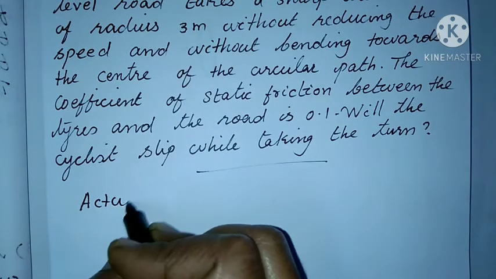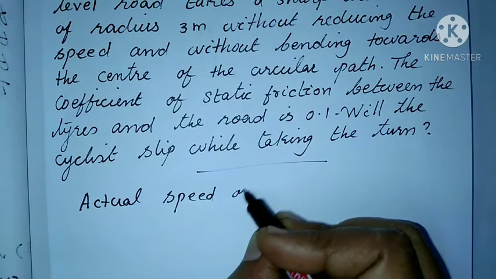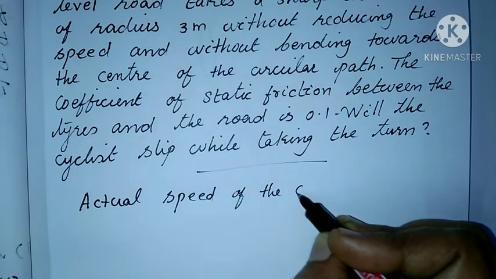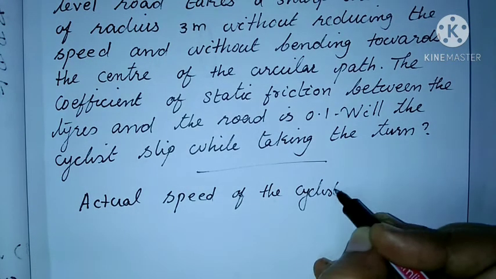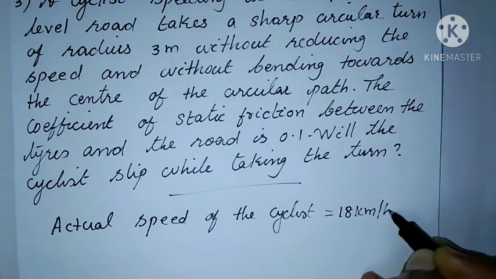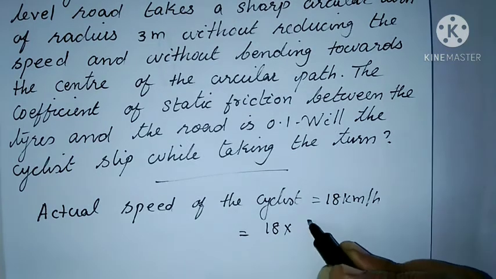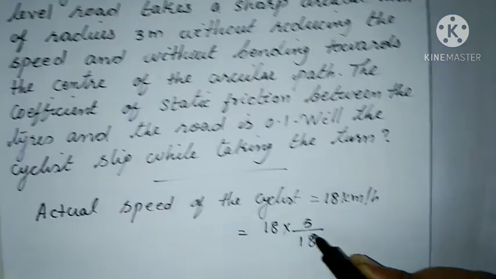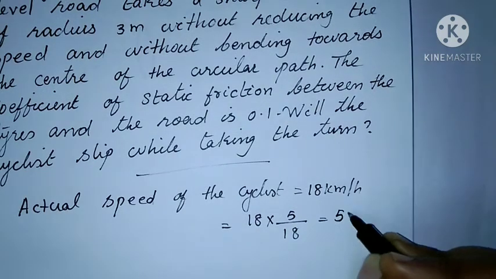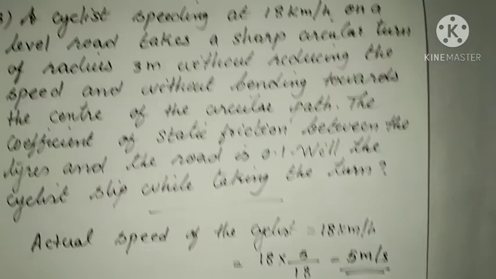The actual speed of the cyclist is given in the question. Actual speed of the cyclist equals 18 kilometer per hour. Then change it into meter per second, that is 18 multiplied with 5 by 18, then we get 5 meter per second. This is the actual speed of the cyclist.